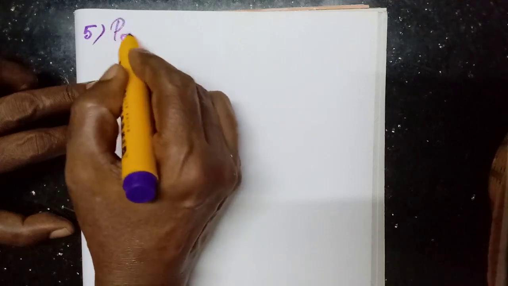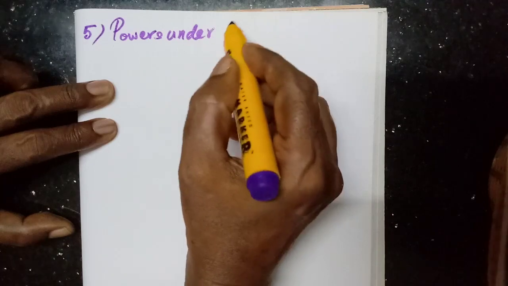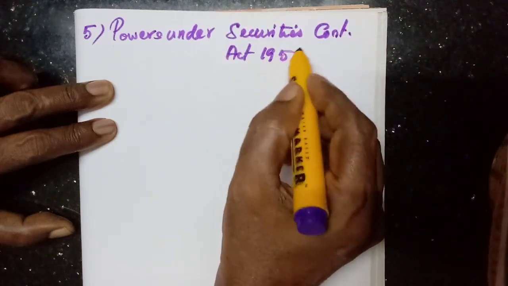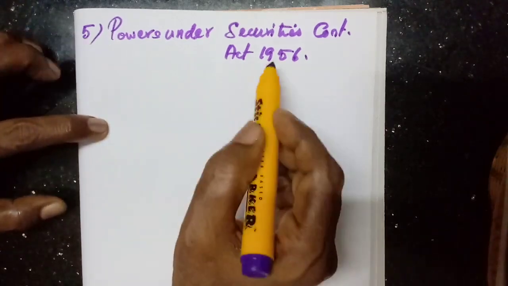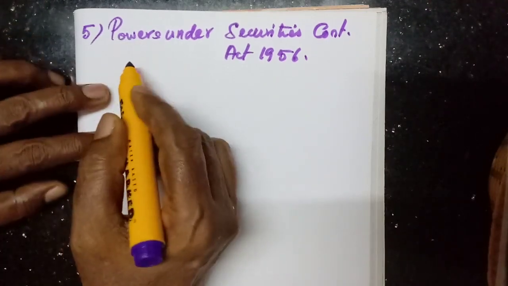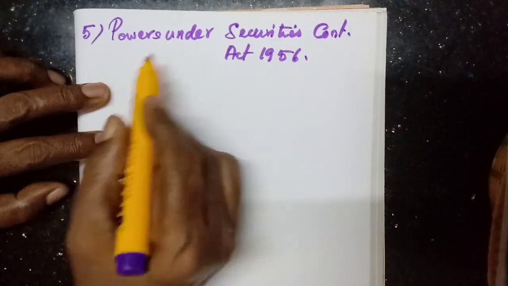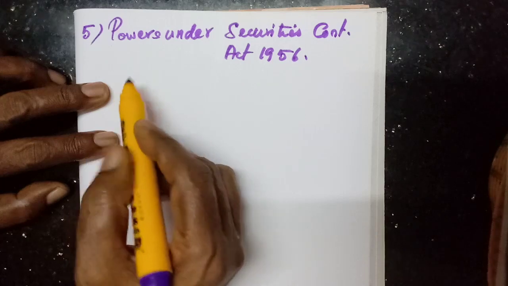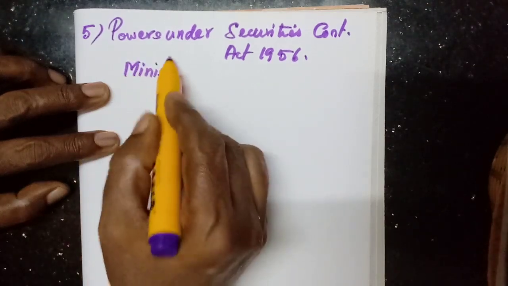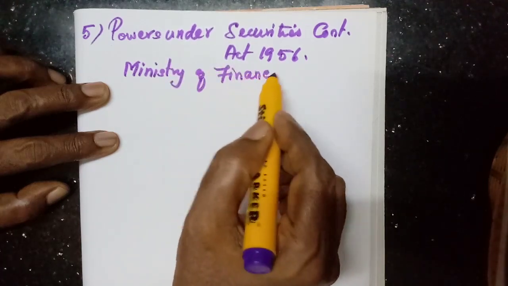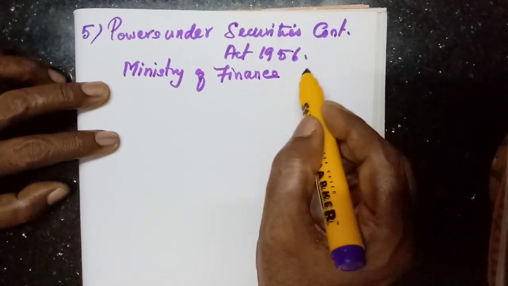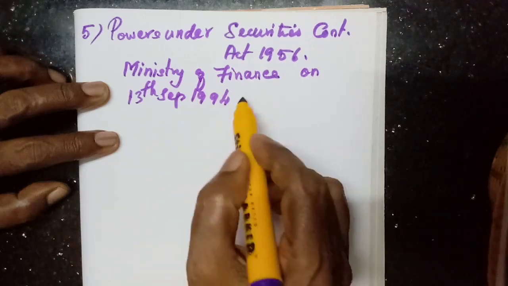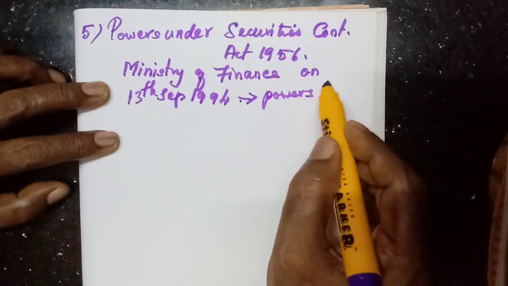Powers under the Securities Contracts Act. Powers under the Securities Contracts Act 1956, that you have studied, isn't it? Now, this act is also providing some powers for the SEBI. What are the powers they are getting? They have to regulate all the stock exchanges, isn't it? So, for this sake, the Ministry of Finance, the Central Government's ministry, issued one notification on 13th September 1994. So, it has delegated many powers to SEBI.